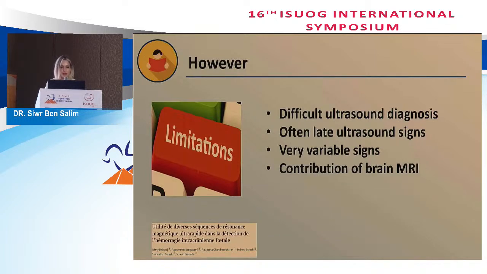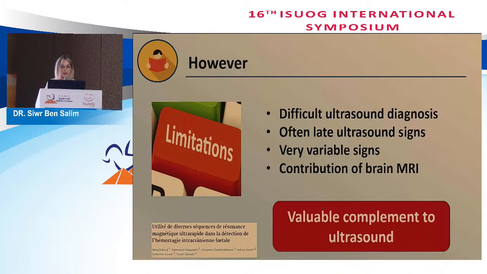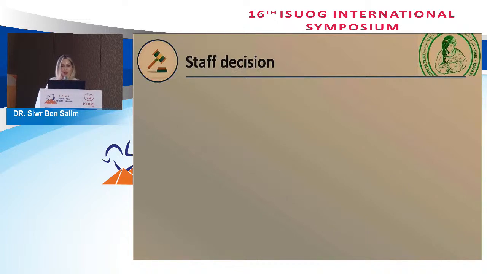Contribution of MRI brain: it's a valuable complement to the ultrasound and provides additional information that's useful in patient management. It's also sensitive in detecting different ages of hemorrhage. We return to our case.